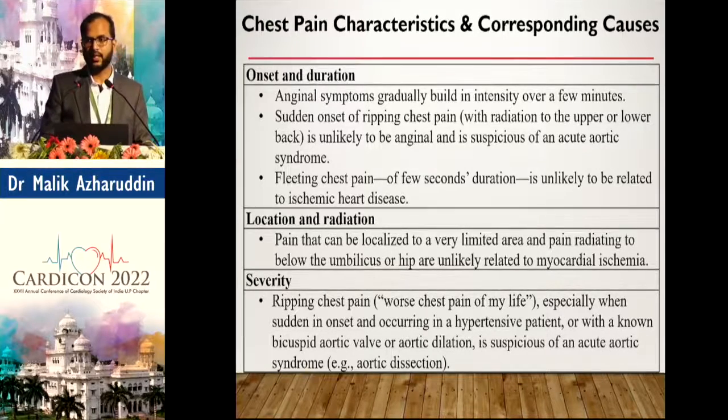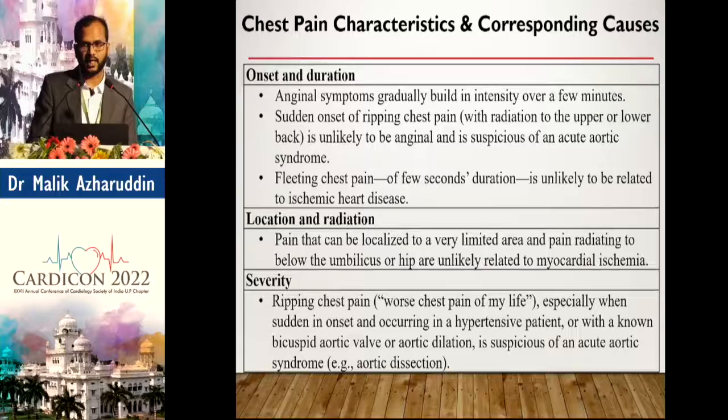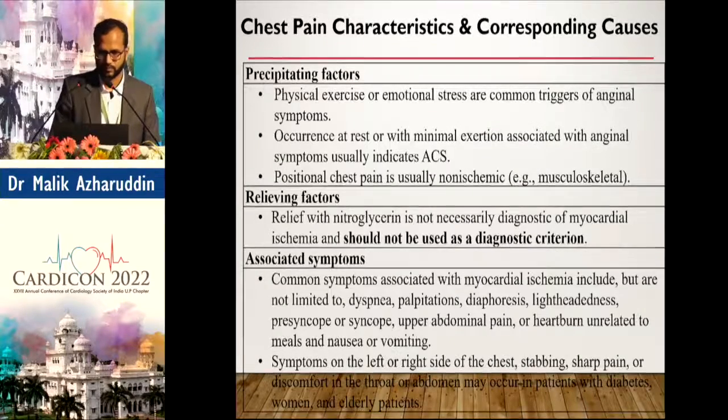Location and radiation, as I said. Severity, for angina, doesn't help much, but there are other situations like aortic dissection, where the patient typically describes it as the worst pain I have ever felt. Then there are precipitating factors, which help us. Then the relief factors. Although relief with nitroglycerin has traditionally been used as a marker of anginal pain, it's not so helpful. In studies, relief with NTG has been shown to be quite common in esophageal spasm. So it should not be used as a hardcore marker of anginal chest pain.